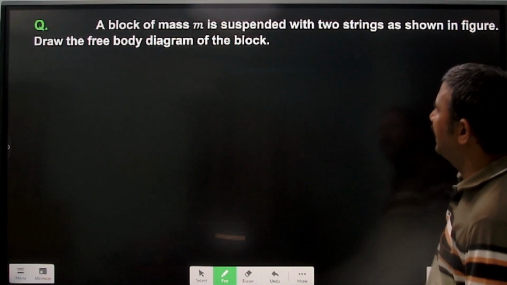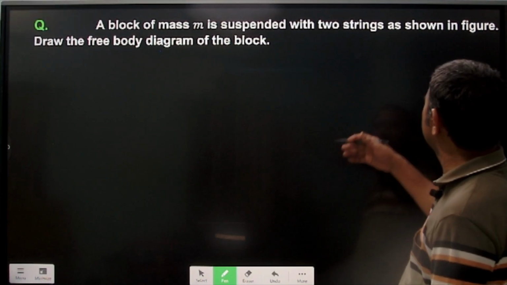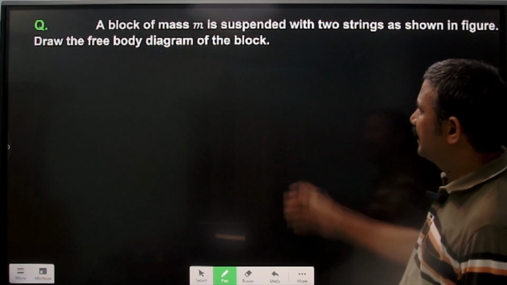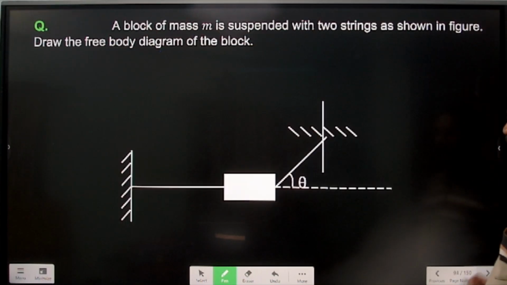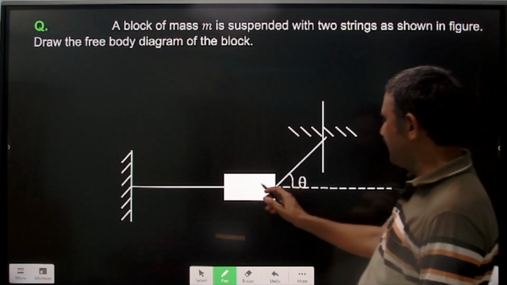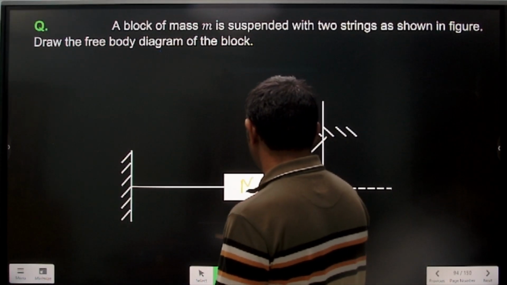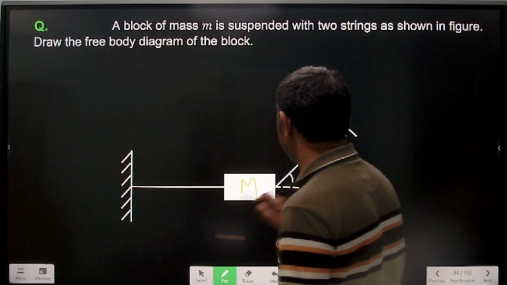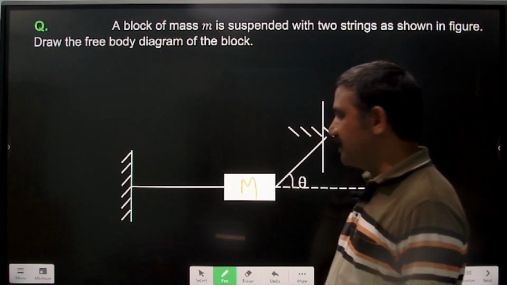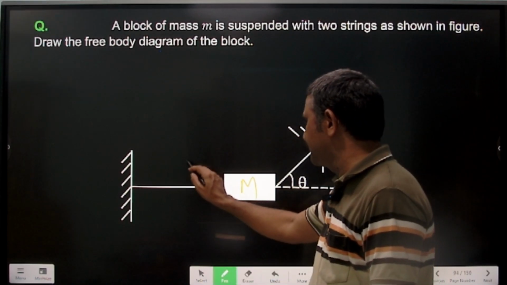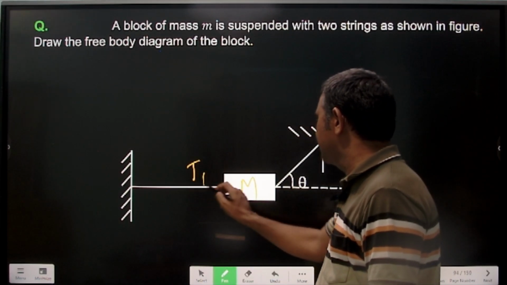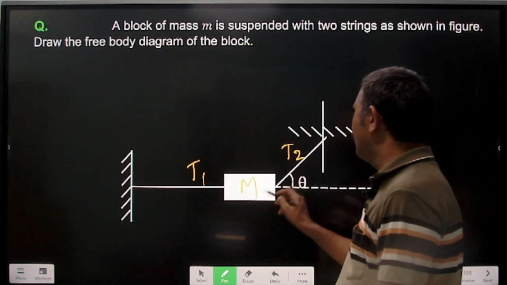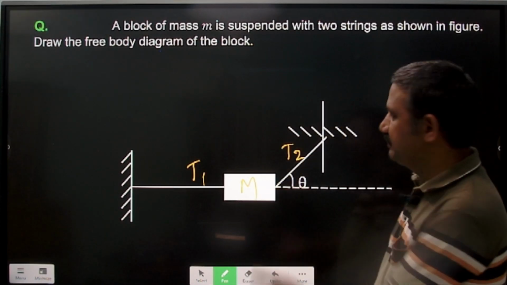A block of mass m is suspended with two strings as shown in the figure. Draw the free body diagram of the block. This is the mass m of the body, and this is one string and this is another string. Assuming the tension in this string is T1 and the tension in the other string is T2, how do we draw the free body diagram of this body m?